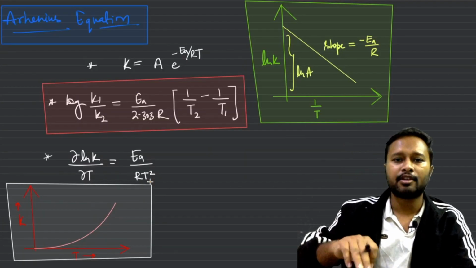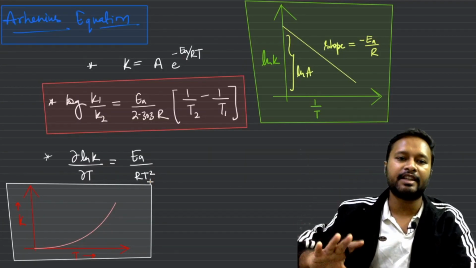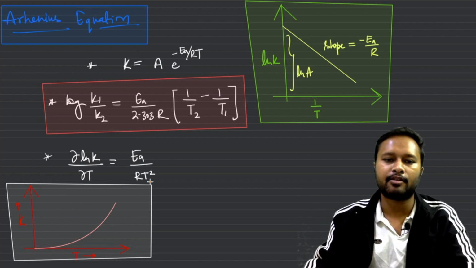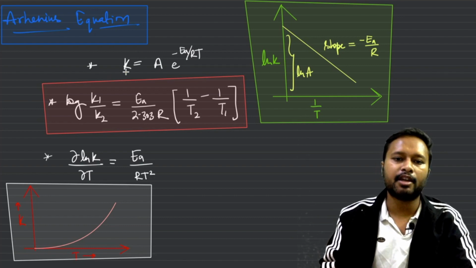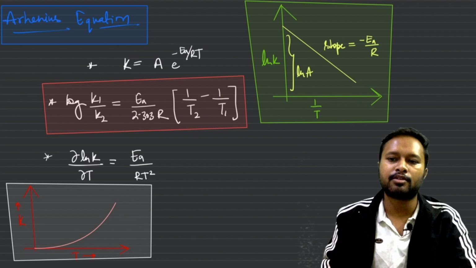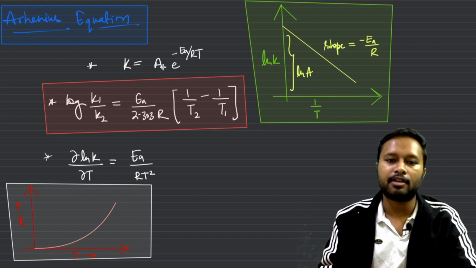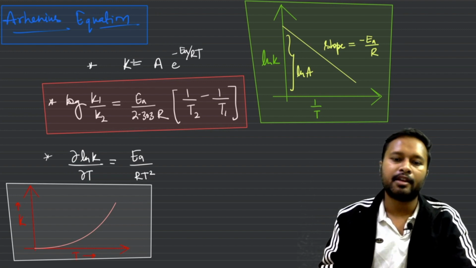Alright, the equation which basically deals with temperature and rate constant is your Arrhenius equation. The Arrhenius equation is given as K is equal to A e to the power minus EA upon RT, where EA is the activation energy, A is the pre-exponential factor, R is your gas constant, T is the temperature, and K is the rate constant.